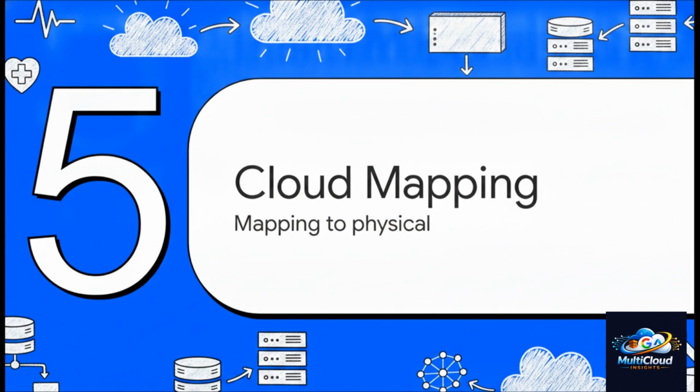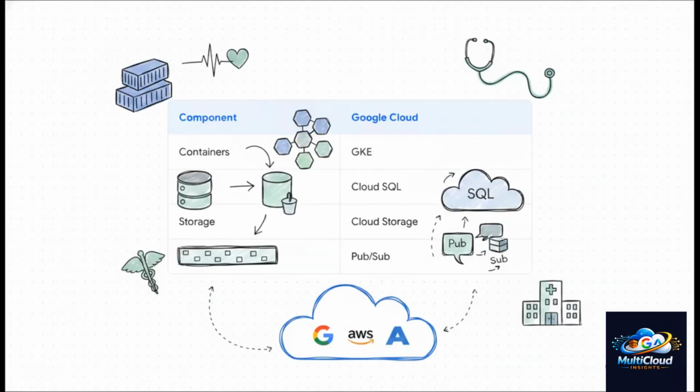That brings us to Section 5. Cloud mapping and trade-offs. So let's take a quick look at how our logical design translates into physical reality. Our generic Kubernetes containers, they map perfectly over to Google Kubernetes Engine. The relational database becomes Cloud SQL. Our object storage translates straight to cloud storage. The message queue naturally maps to Pub/Sub, and caching becomes Memorystore. It's a perfect illustration of our blueprint in action.